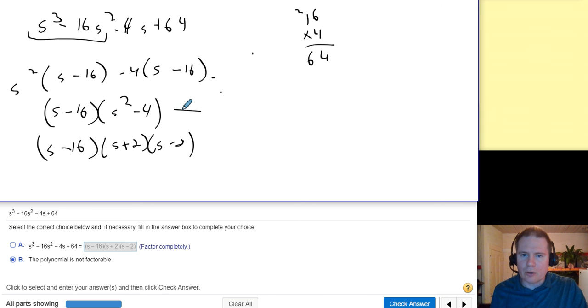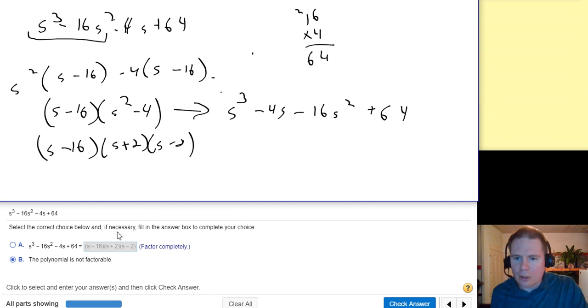Let's FOIL this out here. All right, so we multiply this, s squared minus 2s plus 2s is 0, minus 4. So s times s squared is s cubed. s times negative 4 is minus 4s. Negative 16 times s squared is minus 16s squared. Negative 16 times negative 4, that's positive 64. s cubed minus 16s squared minus 4s plus 64. That's what I have here.